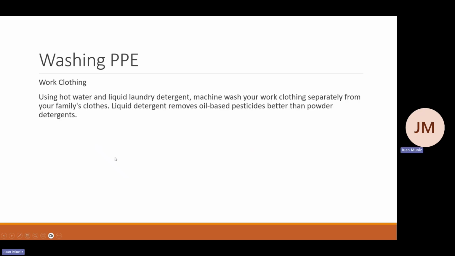Washing work clothing. Use hot water and liquid laundry detergent. Machine wash your work clothing separately from your family's clothing, and make sure that you use the liquid detergent because it removes oil-based pesticides better than powdered detergents.